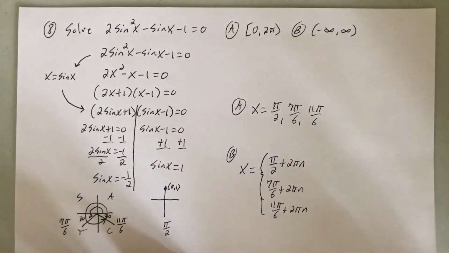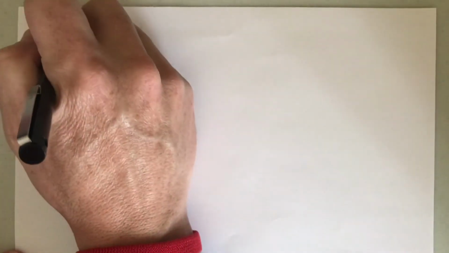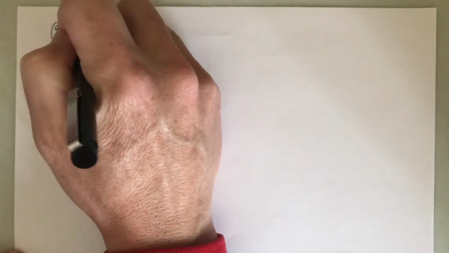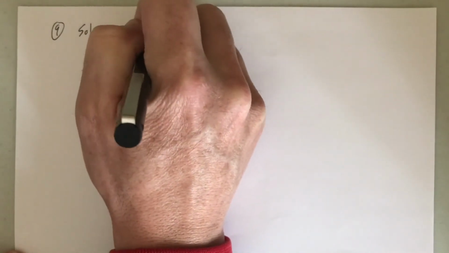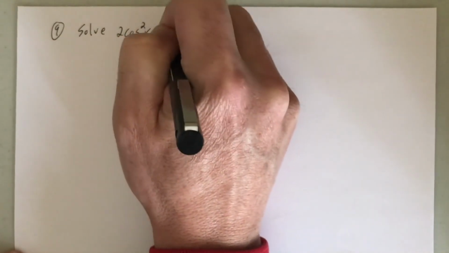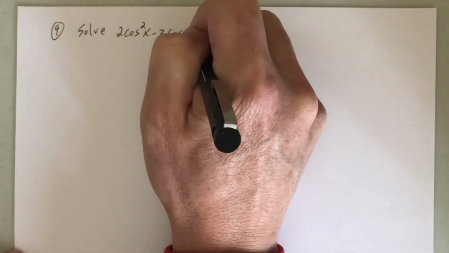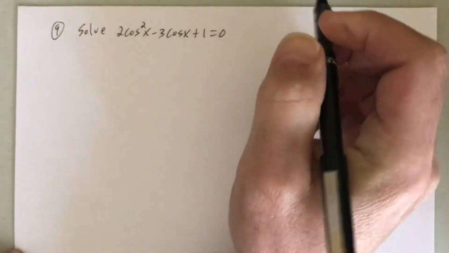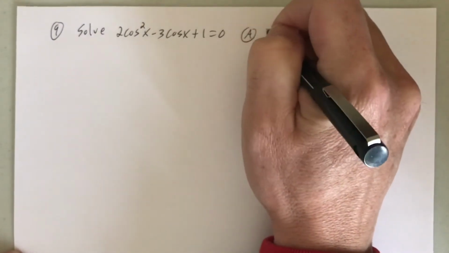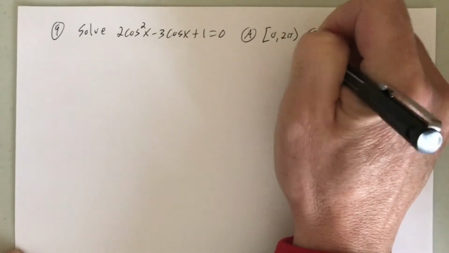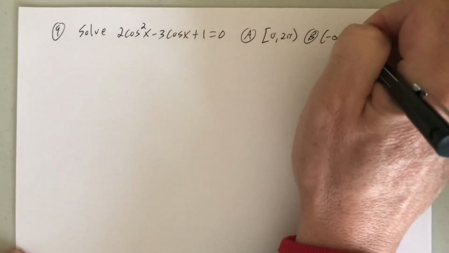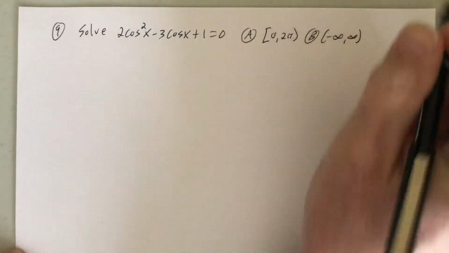So I'm just going to flip this paper over here. So this is number 9. We're going to solve 2 cosine squared x minus 3 cosine x plus 1 equals 0. And we're going to do that from 0 to 2 pi, and then we're going to do that from negative infinity to infinity, part B.